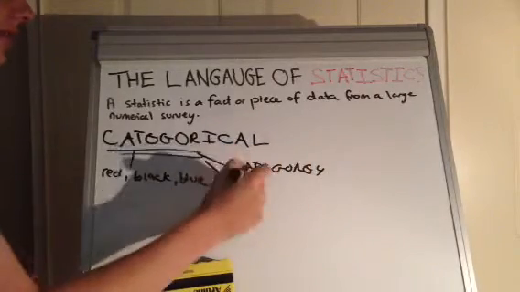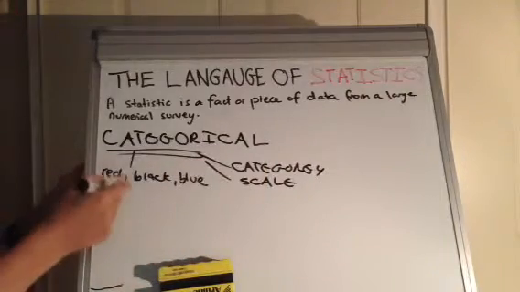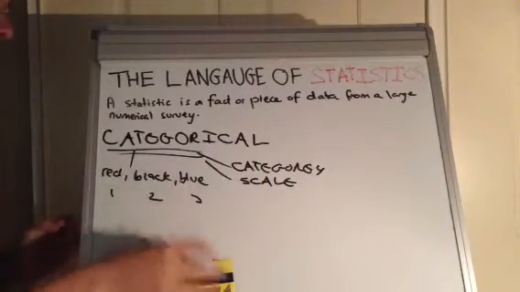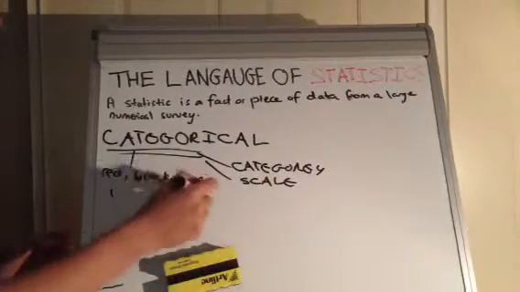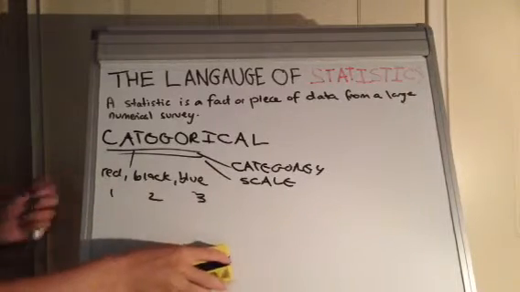And again, think of it as there's no sort of scale between it. We can't say that red's 1, black's 2, blue's 3, because they're all different colours. They're not related to each other. And because they're not related, we can't do a distribution for it. There's no sort of mean, because these aren't a spectrum as such. But that's a look at categorical data.